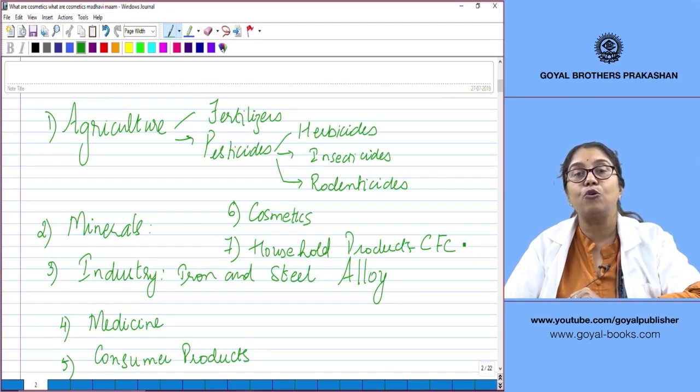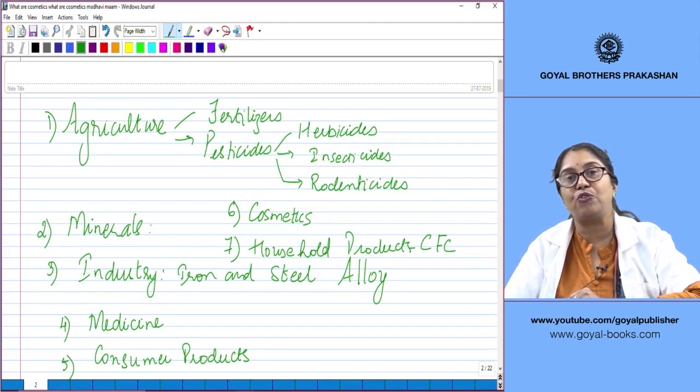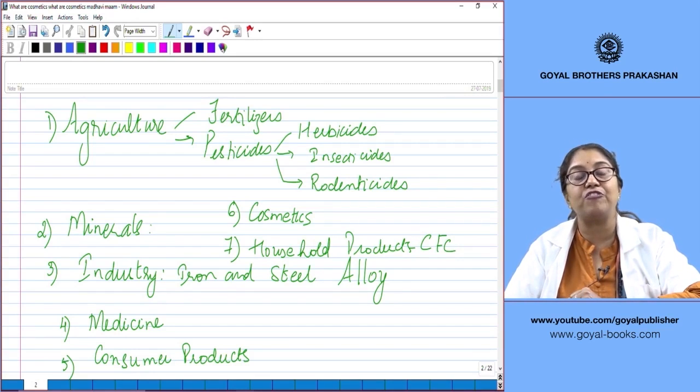CFC, that is chlorofluorocarbon. Now, these chlorofluorocarbons are used as coolants in your refrigerators and air conditioners. But now, these chlorofluorocarbons are being replaced by other chemicals like HCFCs. The reason for this is these chlorofluorocarbons, as long as they are in the lower areas of the Earth's atmosphere, are harmless. But as they rise into the stratosphere, they interfere with the ozone.